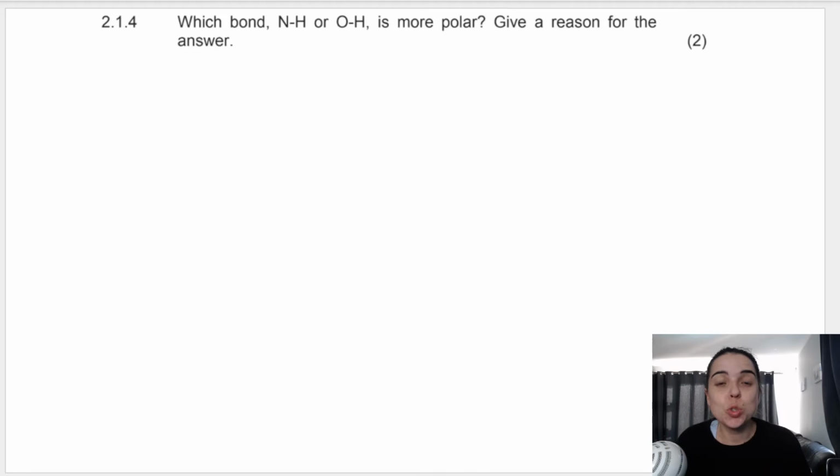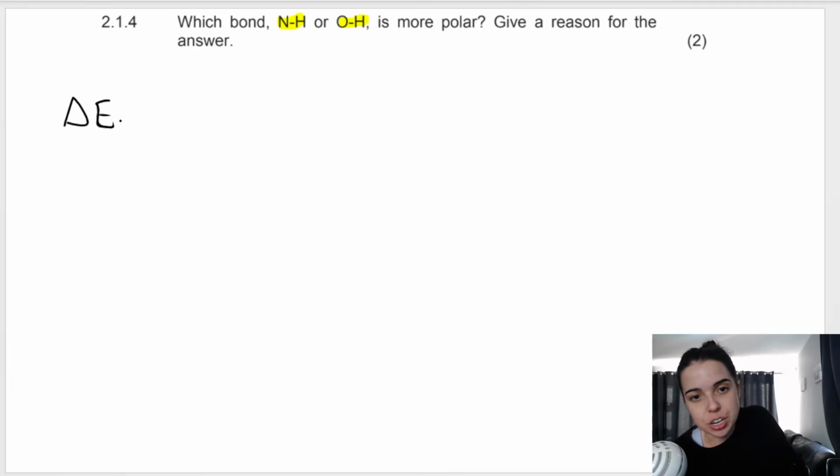My next question is which bond, the NH bond or the OH bond, is more polar? Give a reason for the answer. Now, when speaking about the polarity of bonds, we need to work out the electronegativity of the bond to determine if it is polar covalent, non-polar covalent, or ionic. So, determining the difference in electronegativity between N and H, and then between O and H will help me determine which one is more polar.